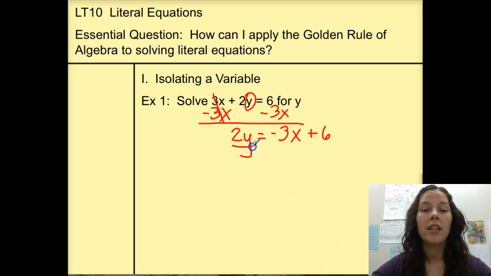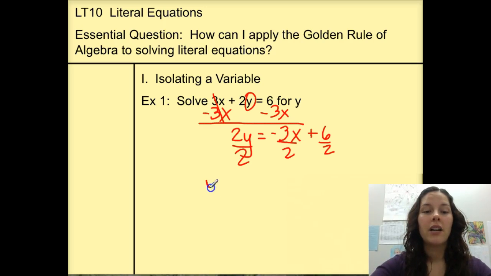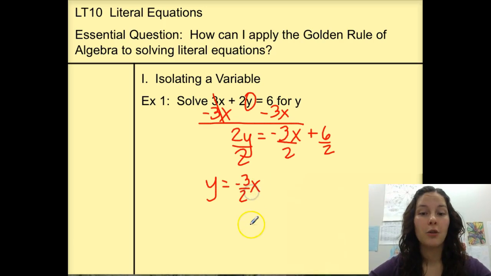Last thing I need to do to get y alone is divide everything by 2. So I'm going to show each term in my equation being divided by 2. This is another way to set up the butterfly method. So 2y divided by 2 gives me y. Negative 3 over 2 cannot be simplified. That is what would be my slope of the line. And 6 divided by 2 is 3. So if you remember, that would be the y-intercept. So now we have our line in slope-intercept form.